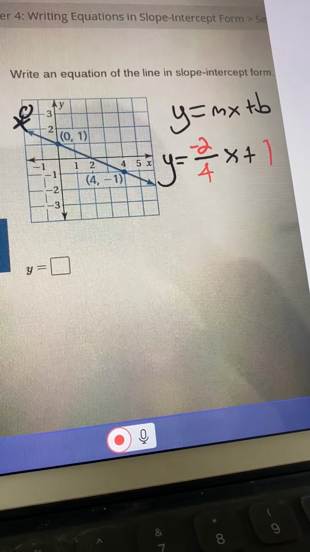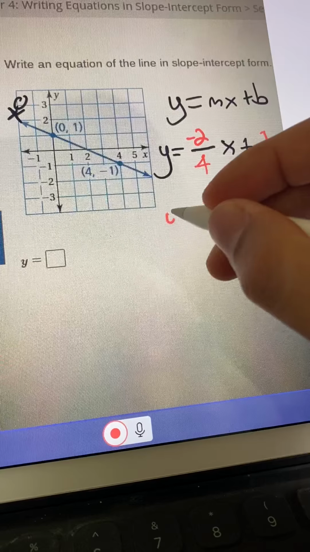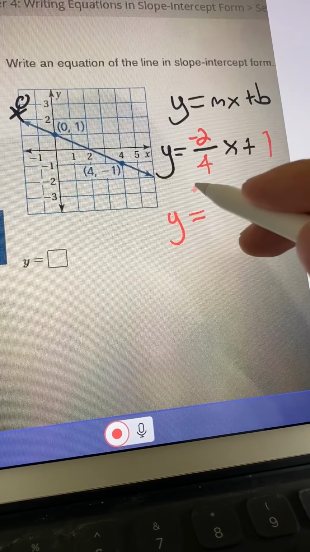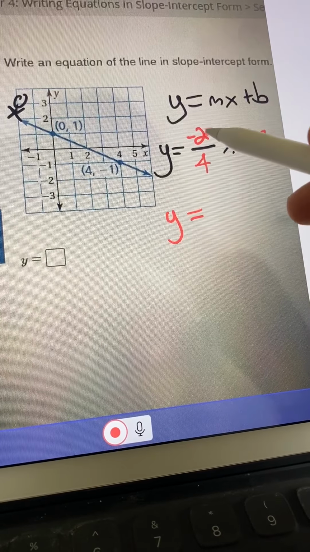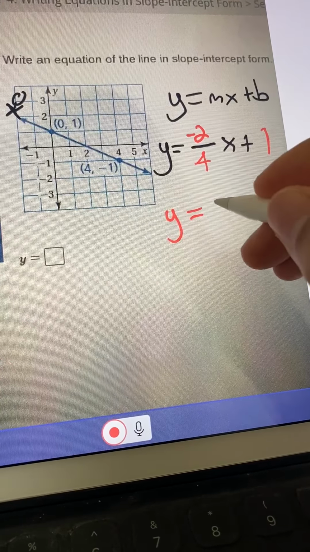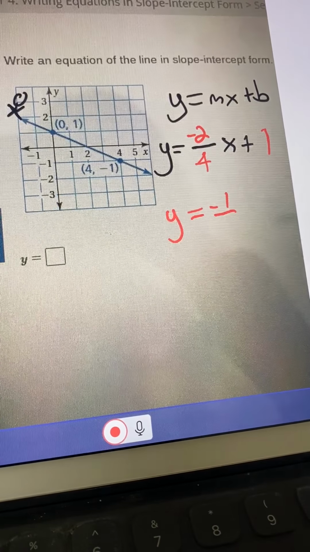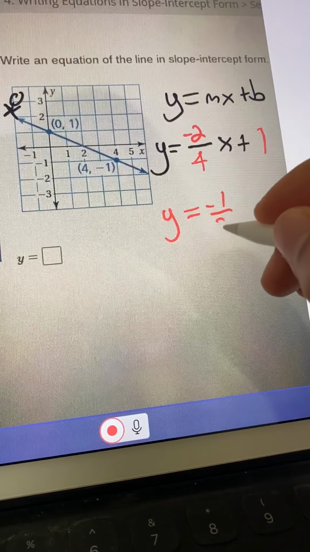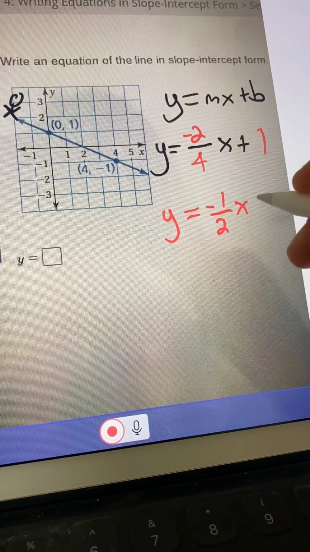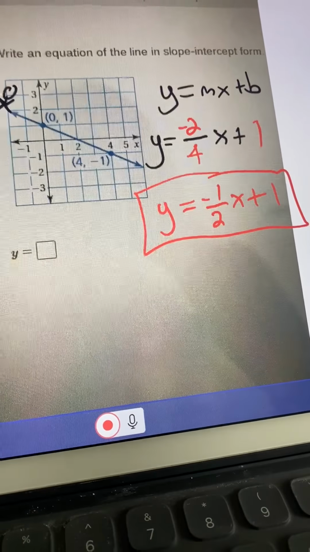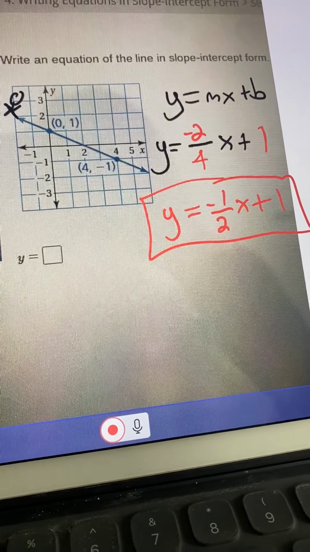One thing you always want to check for is, can we reduce this? So is there a number I could divide 2 and 4 by? And the answer is yes, right? We could divide both these by 2. So when I divide -2 by 2, I'm left with -1. And when I divide 4 by 2, I'm left with 2. Don't forget your x, plus 1. So this right here is slope-intercept form.